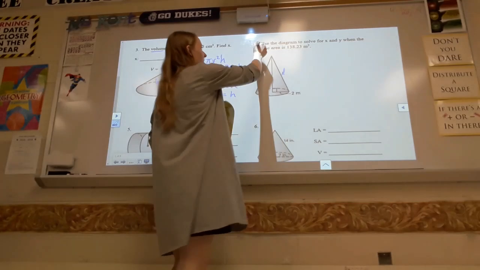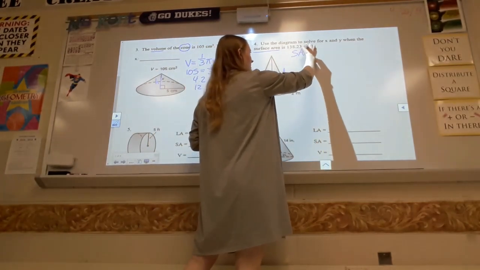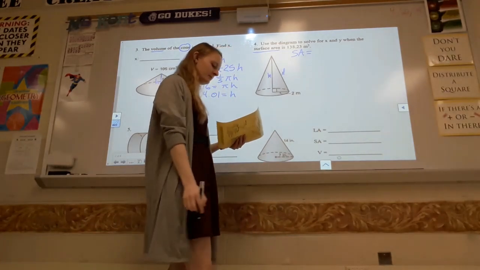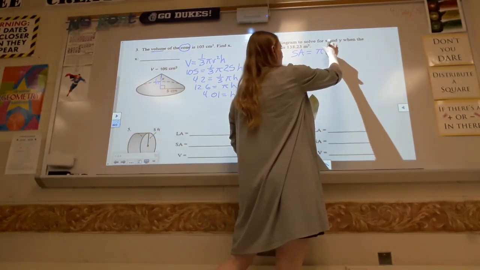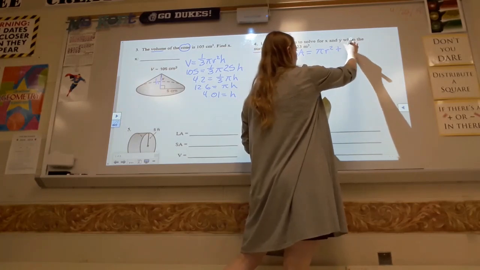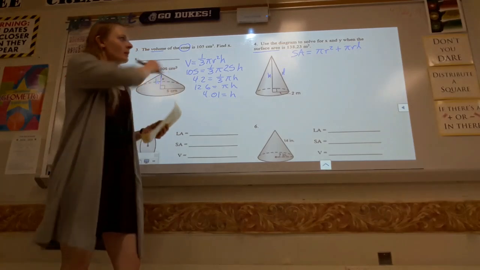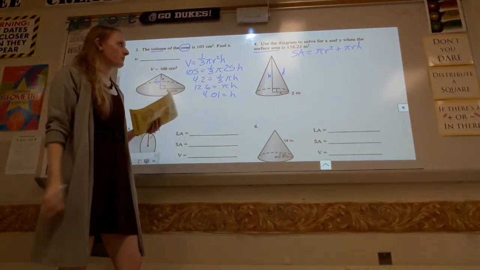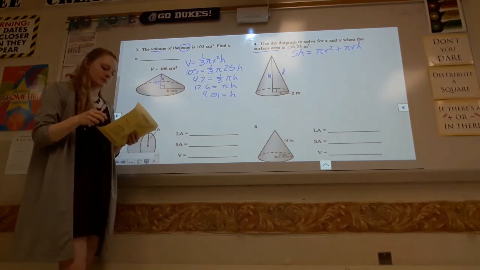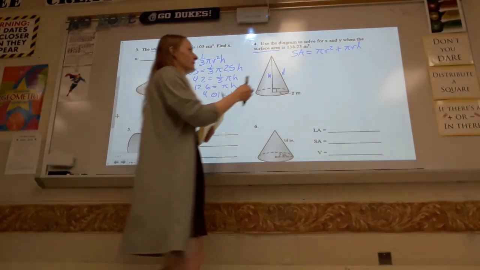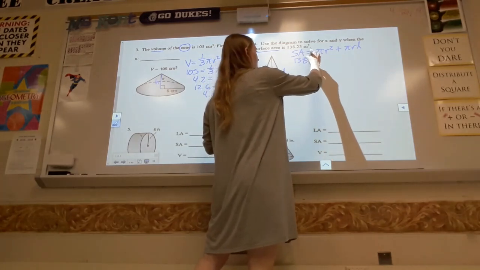Alright, so we are given the surface area of a cone, so we're going to write that out. Surface area equals, what's the formula? Surface area of a cone. Pi r squared plus pi r L. Alright, so now what? Plug in everything that you have. So I know what the surface area is.